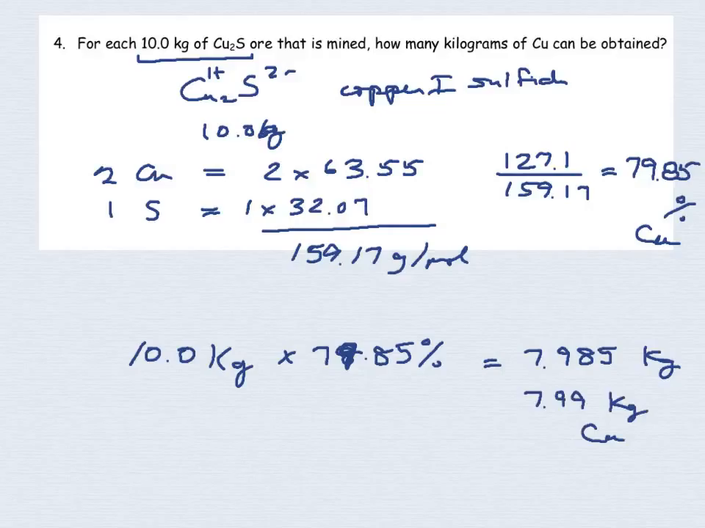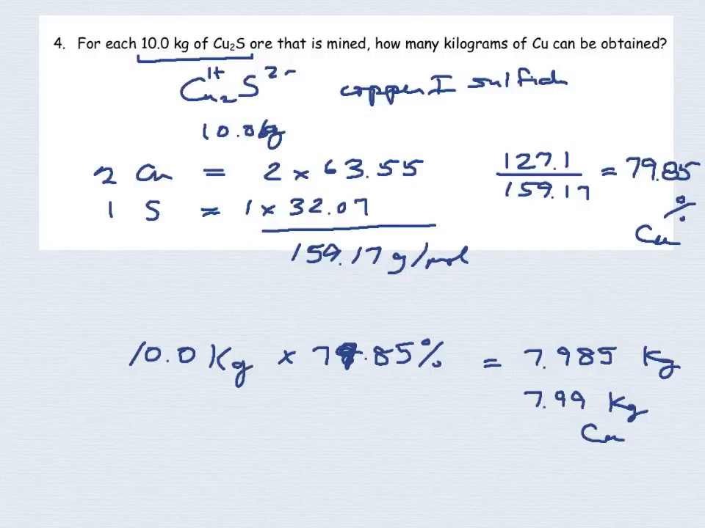The other remaining bit, the 2.01 kilograms, would come from the mass of sulfur. Sulfur is about half of the mass of copper. So I hope that that's enough hint and help.